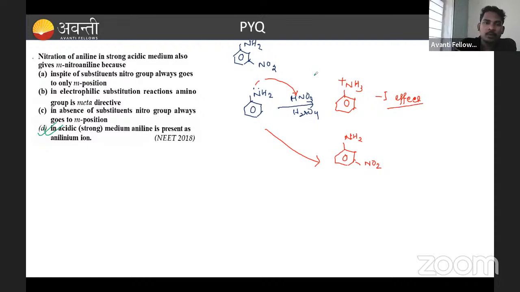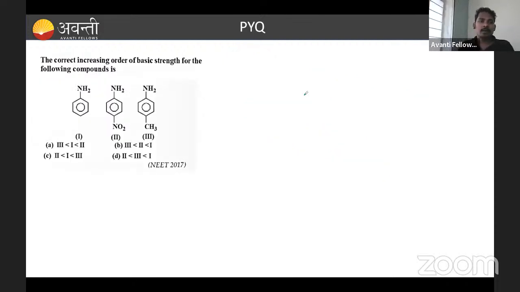Okay. Question: the correct increasing order of basic strength. So you have to find out the basic strength. Usually what I do is find out the acidic strength, which is the reverse of the basic strength. ठीक है, उल्टा भी कर सकते हैं. So which is the basic strength?